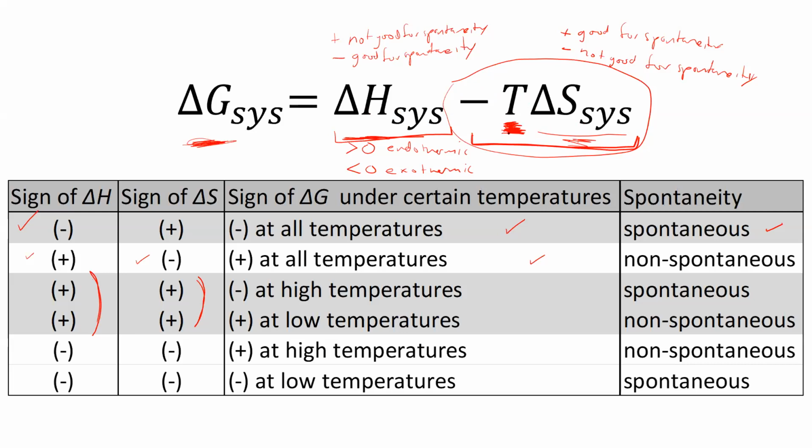And so at high temperatures, this whole term starts to take over this equation. So at high temperatures, for a process that is endothermic but has an increase in entropy, that increase in entropy is more important and it takes over and you get a spontaneous process. At temperatures below a certain temperature, and we'll look at how to calculate that temperature in a minute, for the process, it's not going to be spontaneous.